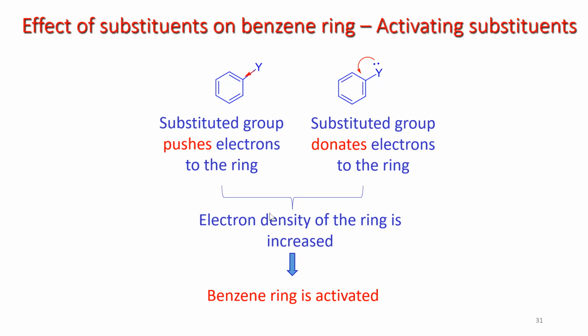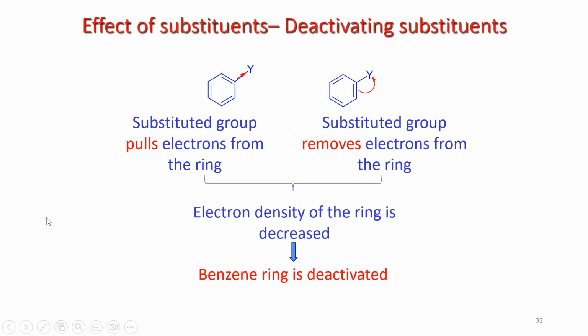So the opposite of this is electron pulling, right? If the Y group is pulling electrons like this, it reduces the electron density, or else it can remove electrons like this. This double bond can be opened and the electrons are donated towards the substituent. So by both actions, the density of the ring is decreased. So that benzene ring is deactivated.